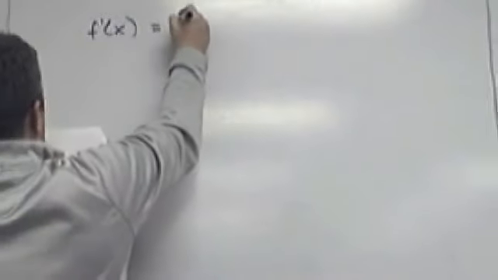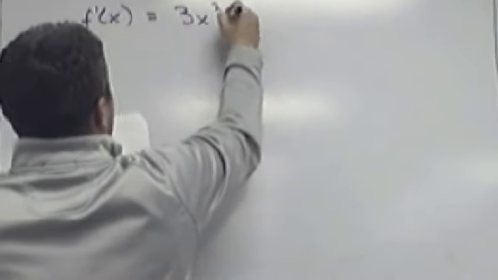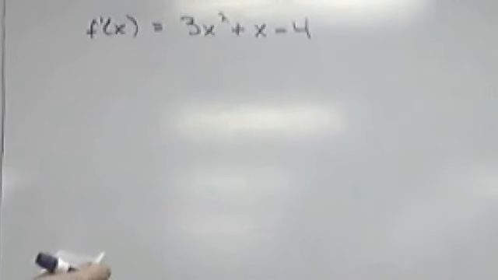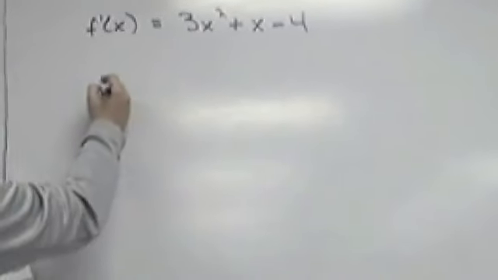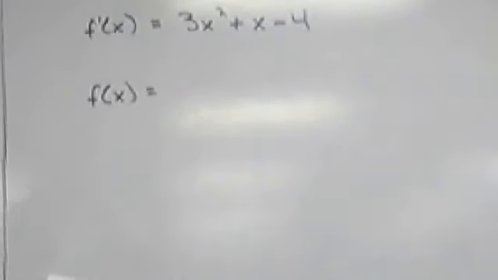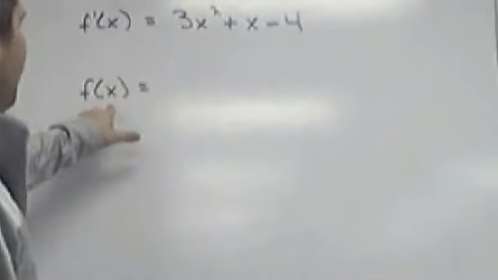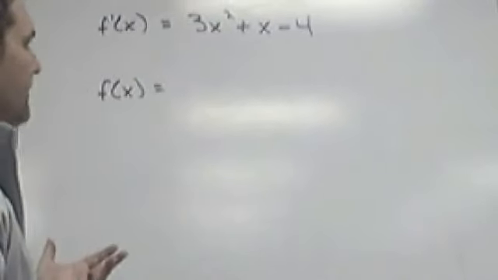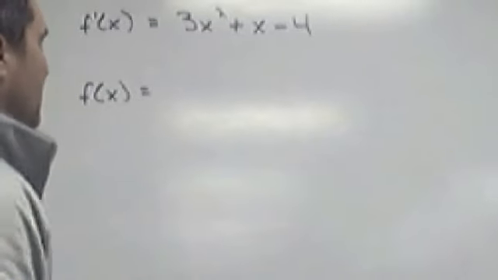I'm going to tell you that f prime of x, okay, that's f prime, and you've got it right here in your notes, equals 3x squared plus x minus 4. Find the general equation for f of x. Well, what am I telling you to do? I'm giving you the derivative, and I'm telling you to find what I had to take to get that derivative. Well, that's called the antiderivative, or the integral.